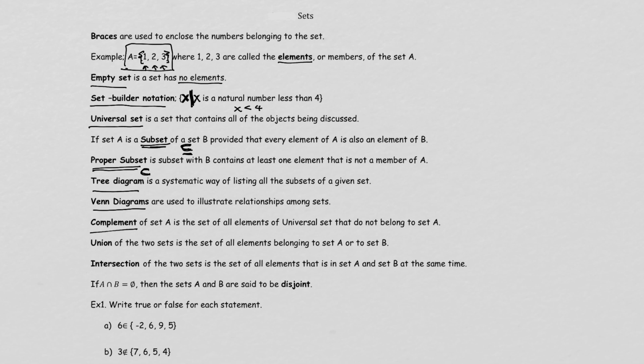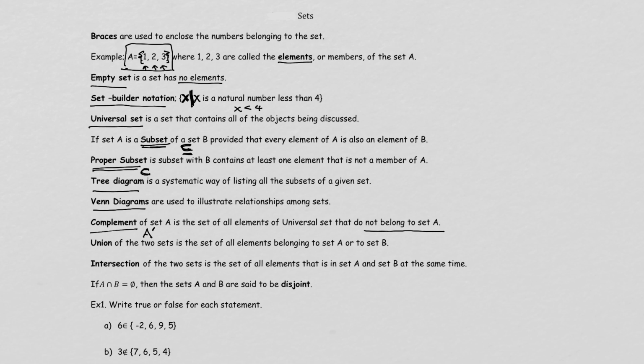Complement: if we're talking about set A, the complement of A means the elements that do not belong to A. The notation of complement is like that. So whatever is not in A is going to be the complement of A.